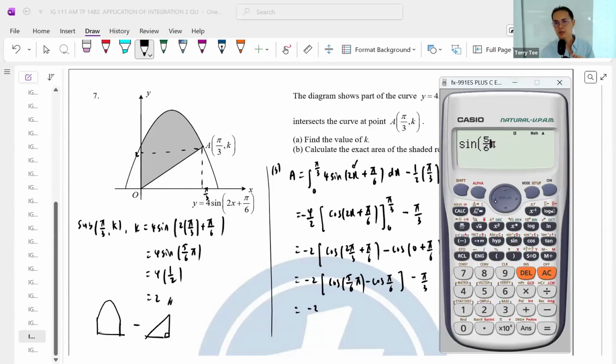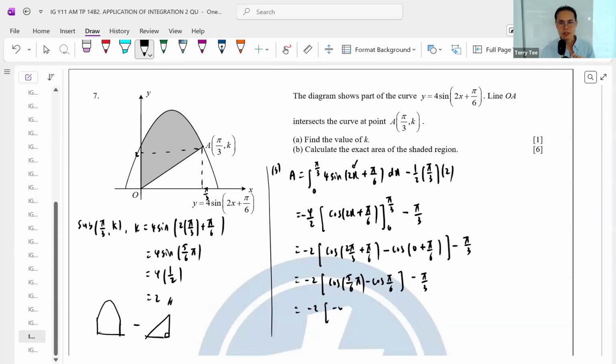If you're not sure, just use your calculator. Let me just change this to cos. Yeah, negative root 3 over 2. So this is negative root 3 over 2. Cos of pi over 6 is positive root 3 over 2. Then you minus pi over 3. So this one you add together is just root 3. Negative times negative is positive. So it's 2 root 3 minus pi over 3.